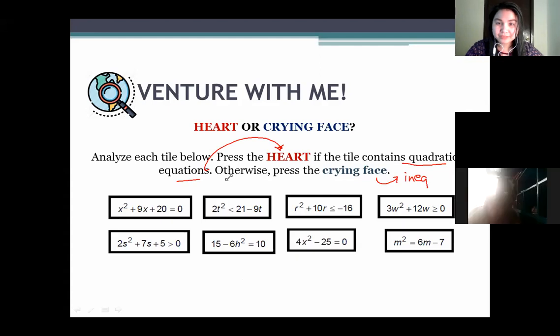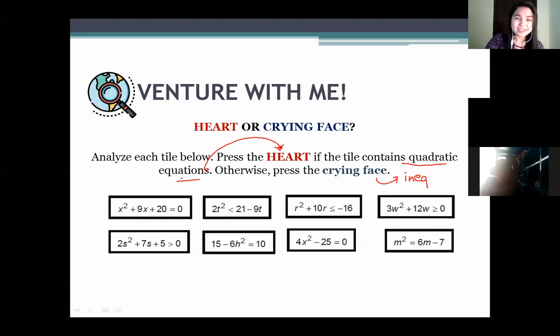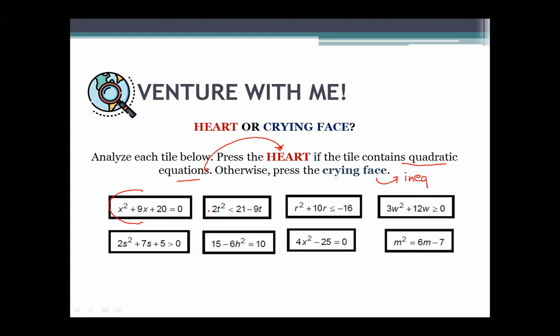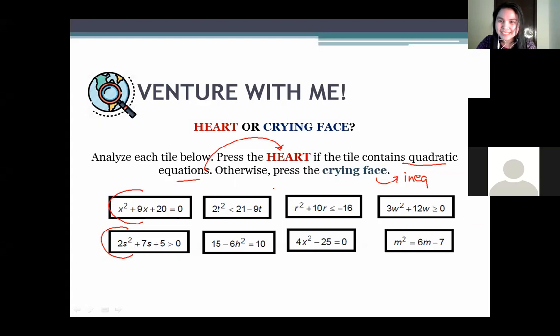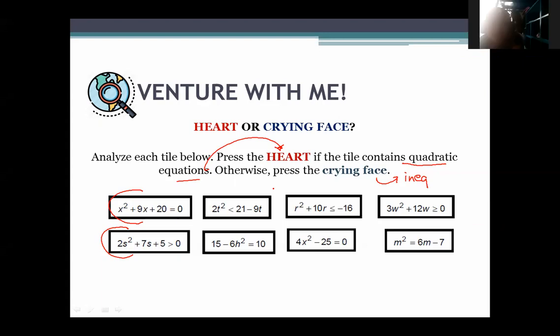Okay, it's the same with this one. Let's start. Ready? Number 1. Heart or crying face? Let us check. Oh, very good. It's a heart. It's a quadratic equation. How about the second one? Heart or crying face? Very good. It's a crying face. It's an inequality.